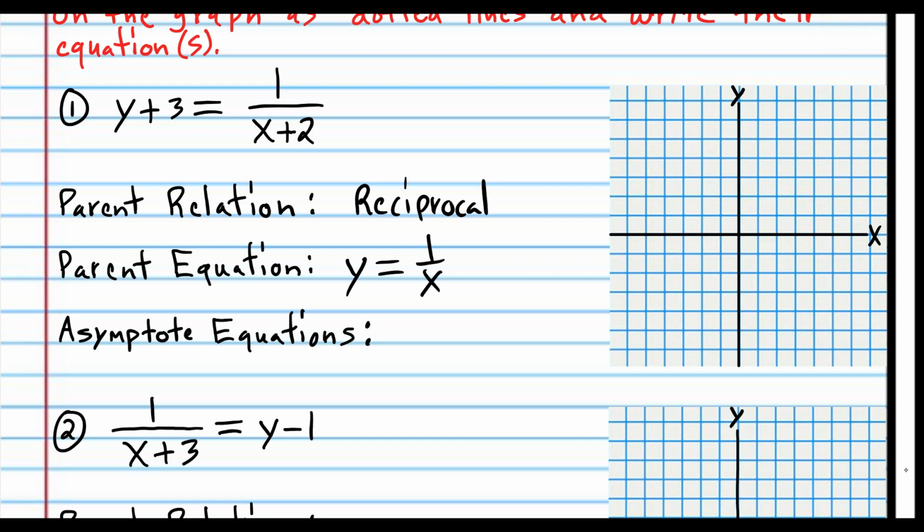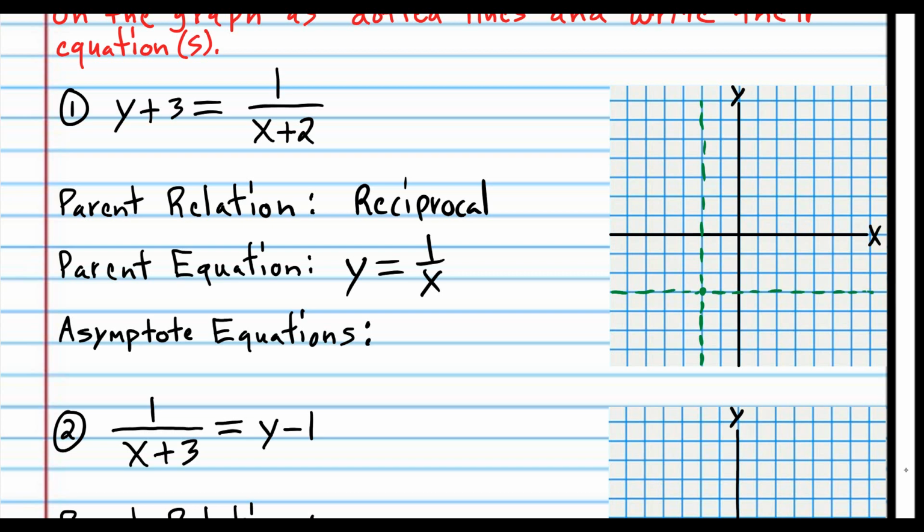Then we're going to move down 3 units because we're adding 3 to y. Again, you would think we'd move up, but we're moving down. It's the exact opposite of what you would think. And then we mark our points. So 2 to the left and 3 down. Then we draw a vertical dotted line through that point, and we draw a horizontal dotted line through that point.